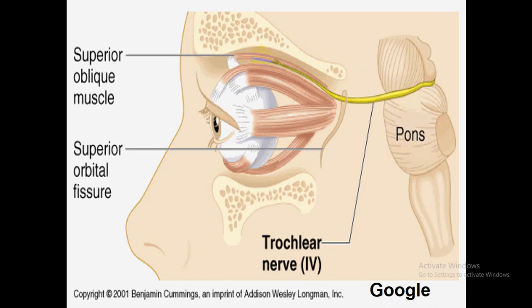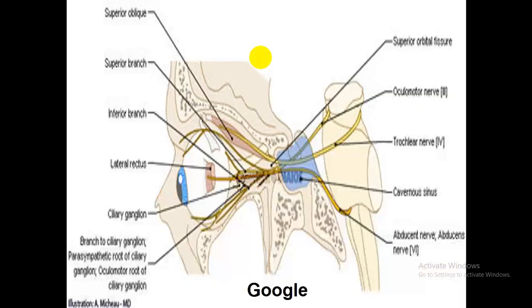Now the other nerve: since we have taken the oculomotor and the trochlear, we will take the abducent nerve. The abducent nerve is the 6th cranial nerve and it supplies only one muscle which is the lateral rectus. It arises from the ventral surface of the brainstem in a groove between the pons and medulla oblongata.